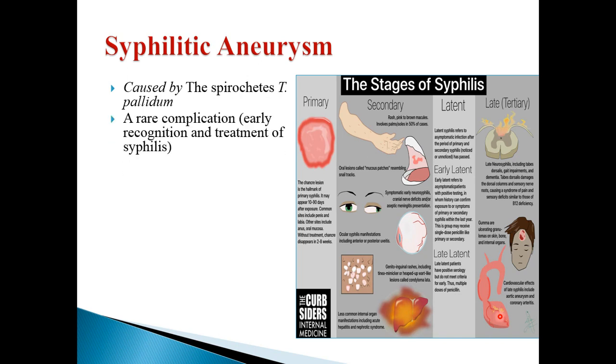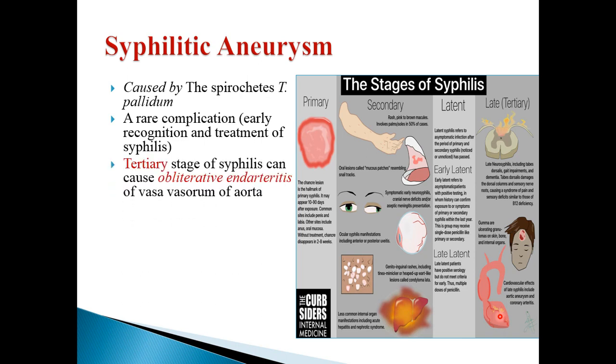Now, development of complications following syphilis is rare nowadays thanks to the rapid recognition and treatment of syphilis by antibiotics. Those unlucky patients who progress to reach the tertiary stage of syphilis can develop as a complication something we call obliterative endarteritis, which is some sort of vasculitis involving the vasa vasorum of the aorta. This inflammation of the vasa vasorum will lead to ischemic injury to the media of the aorta, and consequently the media will become weak, leading to bulging and dilation of the aorta.